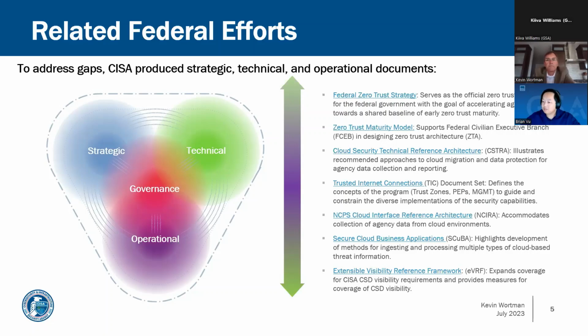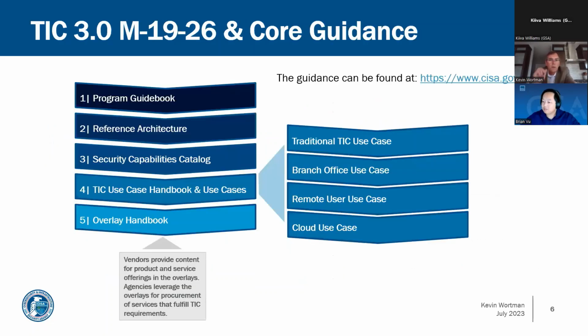Next slide, please. So again, OMB Memo 1926 outlines the TIC 3.0 initiative requirements. What we have here is the different volumes within TIC. They are meant to be iterative. So what I mean by that, and you've probably heard this before, those who have been around for a while, is that you can't just jump to a use case within the TIC 3.0 program and expect to understand the concepts and ideas behind it.